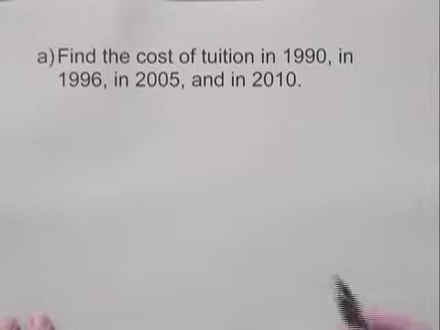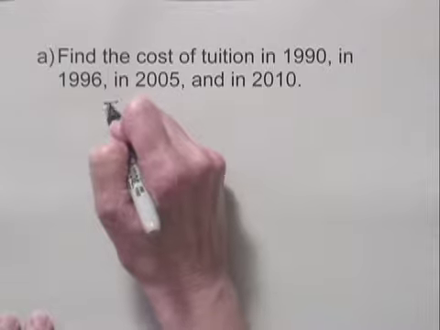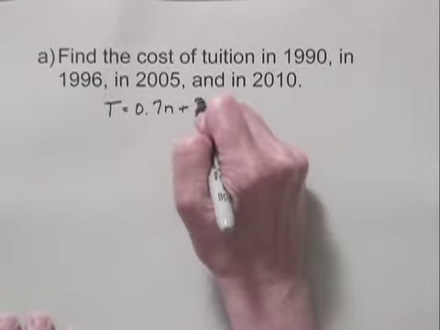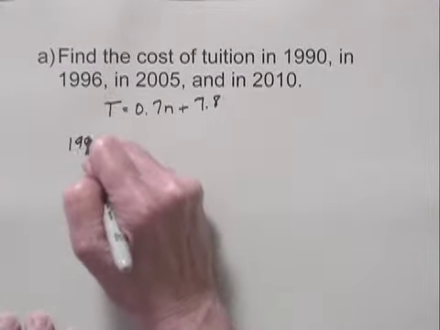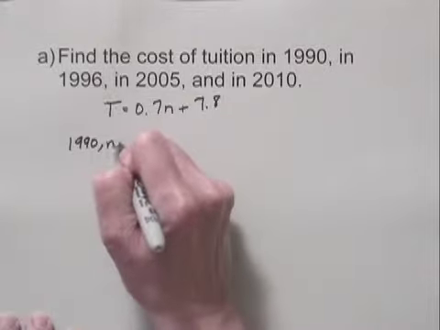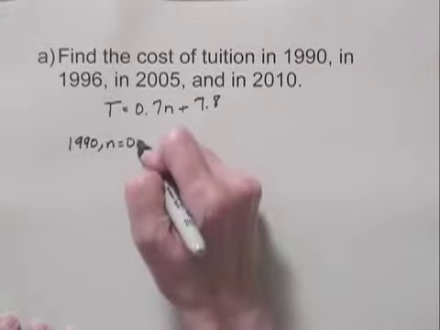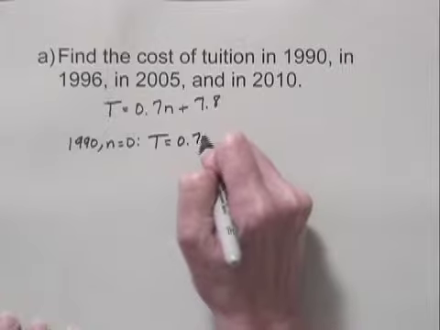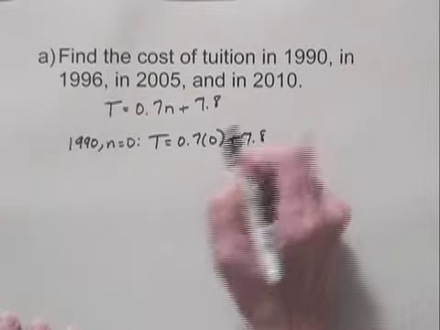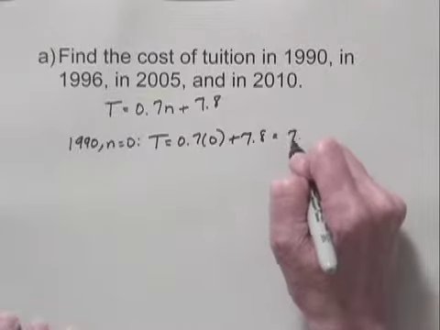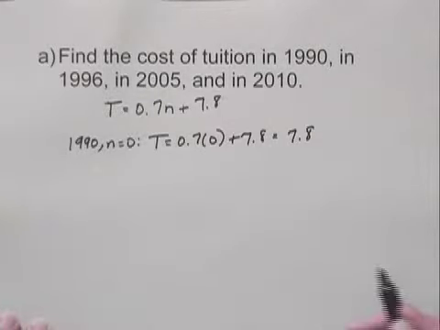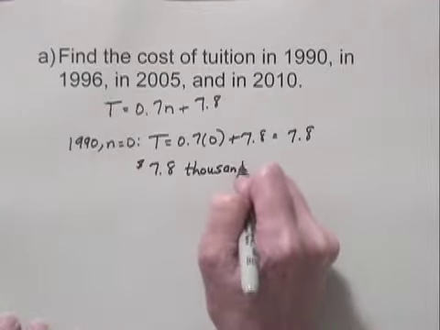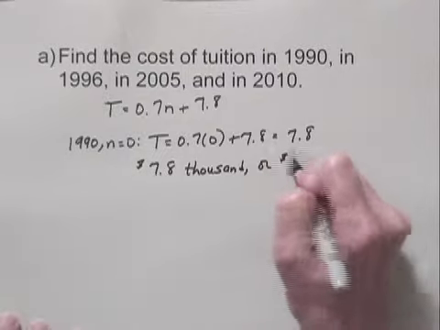Well, let's consider 1990 first. Remember, our equation is T equals 0.7n plus 7.8. Now, in 1990, n is equal to 0. N is the number of years since 1990. So we would substitute 0 for n. This is 0, so I have T is equal to 7.8. And that tells us then that the tuition was $7.8 thousand, or we could write this as $7,800.